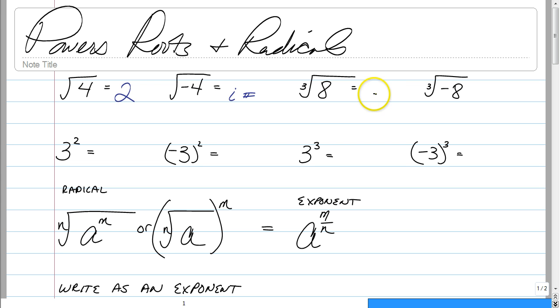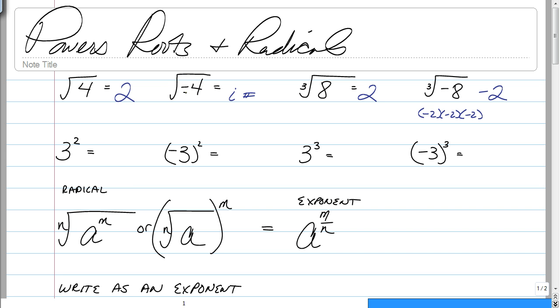What is the cube root of 8? It's 2. What is the cube root of a negative 8? It's negative 2. So you can take odd roots of negative numbers. Think about it. What's a negative 2 times a negative 2 times a negative 2? It gives you a negative 8. However, an even number of negatives will always make a positive. That's why we really can't take the square root of a negative number.